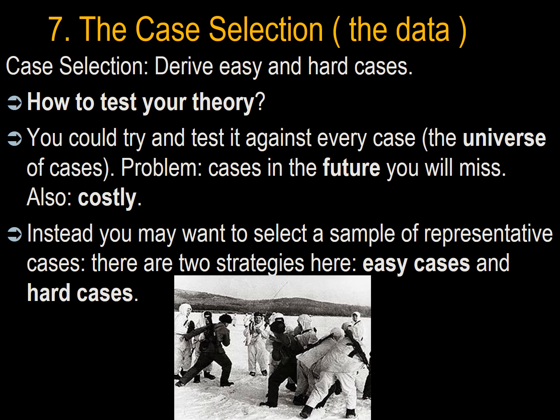So this is where we make the distinction between easy cases and hard cases and where we get them. And it comes down to essentially, how do you test your theory in such a way that you maximize the generalizability and the validity of your alternative explanation?